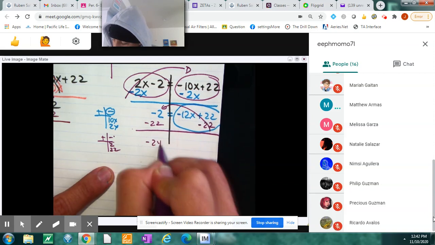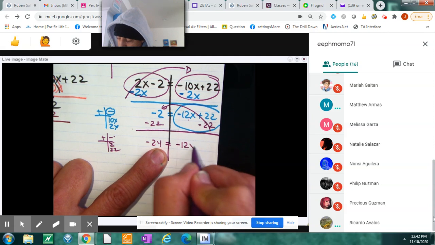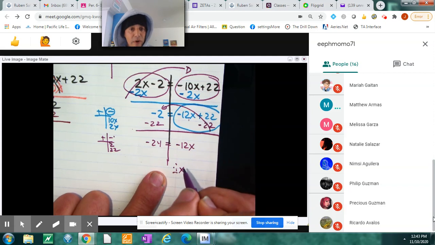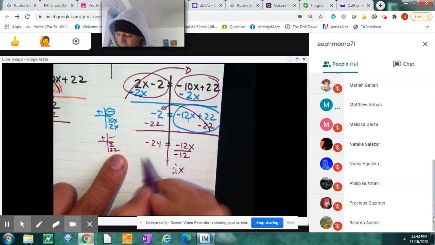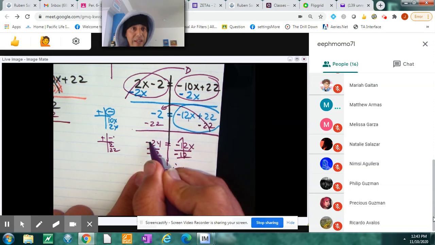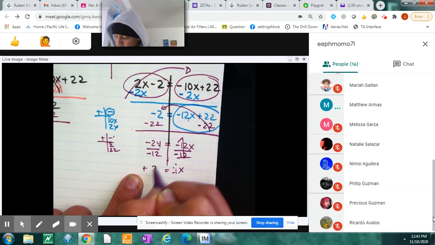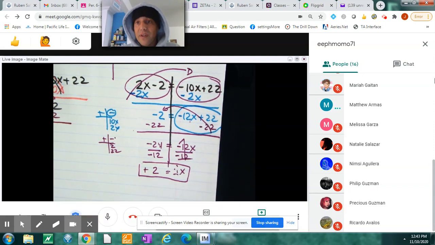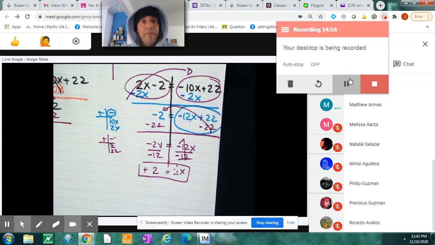Negative 24. Right, negative 24 equals, what drops down? The negative 12x. Very good. Now I want the x on this side, but with the 1, the invisible 1. So now I have to divide by negative 12. It has to be the same on both sides. So now that's my 1 equals. Now what's negative divided by negative? Positive. 24 divided by 12 is now 2. So now you have 2 equals x. So look at that. Let me pause the video and look at both answers.